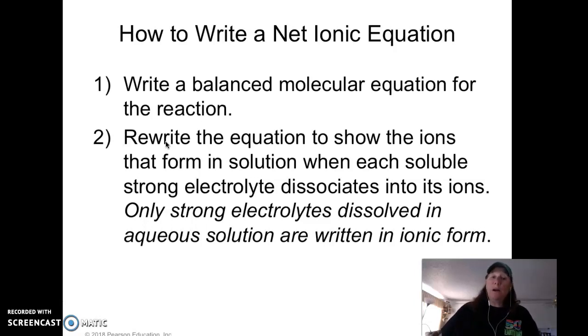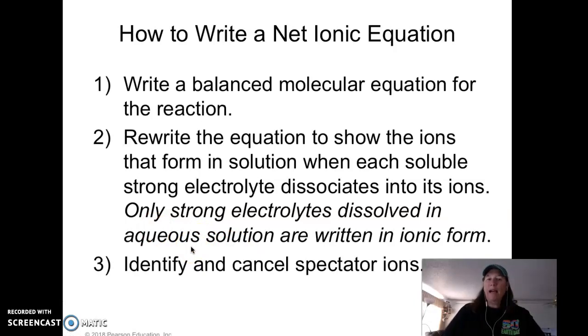Then double check your products. Make sure one of them is a precipitate. If there isn't a precipitate there, you're done. You cannot go any farther, because all you have is ions. There's no reaction. Okay, so here it says only strong electrolytes dissolve in aqueous solution. So that's why you write them in your ionic form.